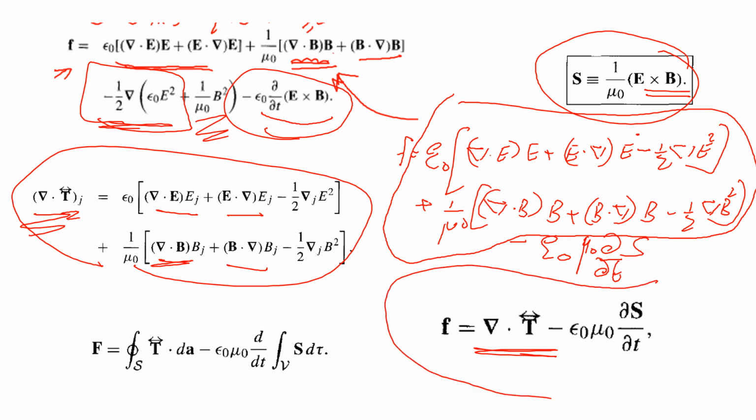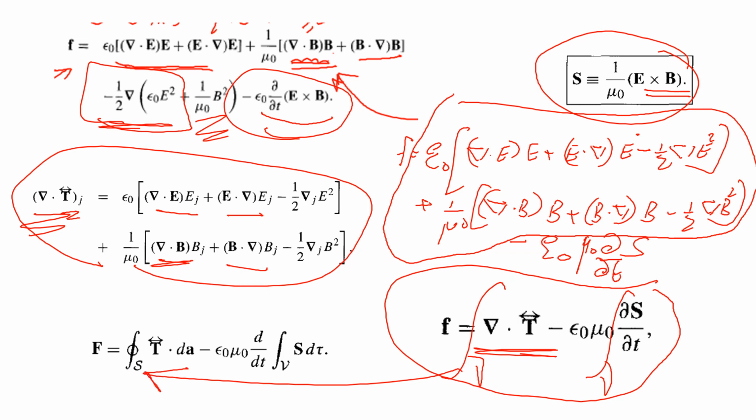This is the force experienced per unit volume of the charge configuration. Now the total force can be obtained by integrating this over the volume. The integration over the volume of del dot T can be replaced by integration over the surface by applying the rule: integral of del dot T is equal to the surface integral of T dot dA. Then the last term is as it is. This is the expression for the total force experienced by the charge configuration in a volume V, using Maxwell's stress tensor.